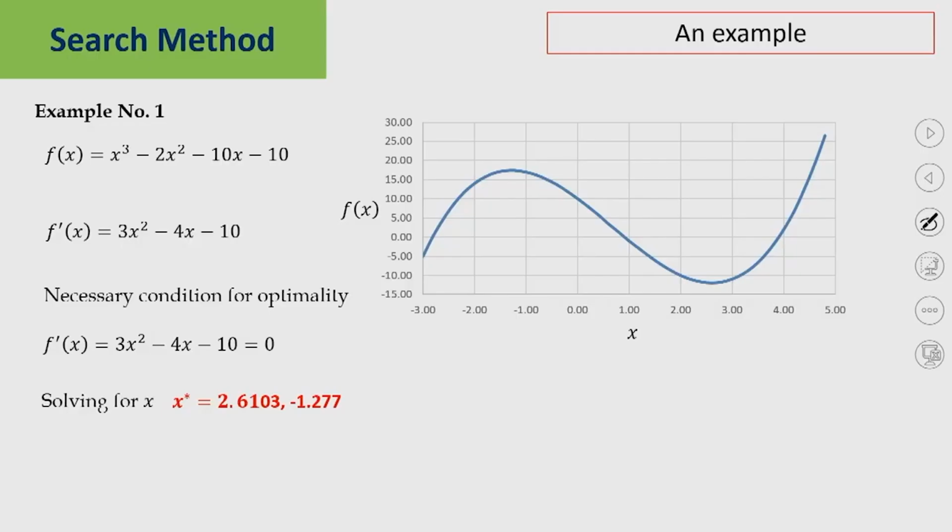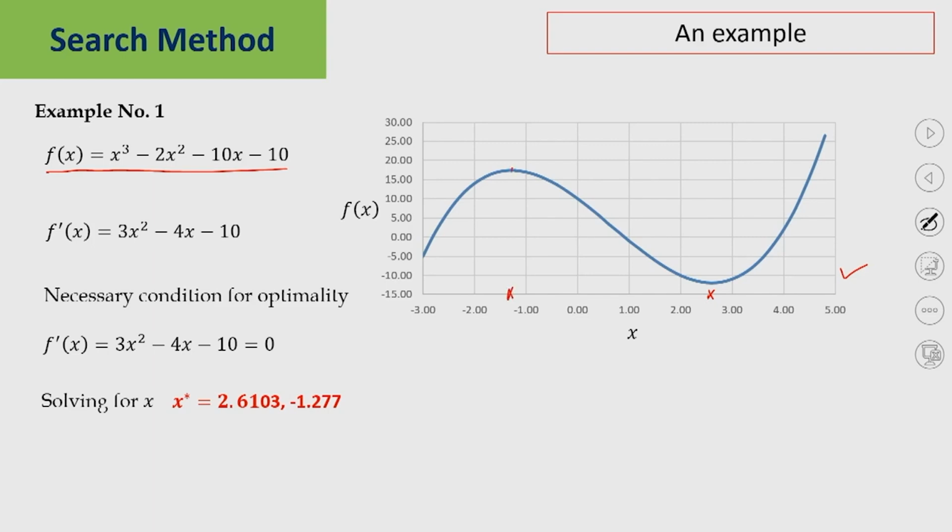Let us take this particular function. The function is f of x equal to x cube minus twice x square minus 10 x minus 10. This is a very simple function and I can plot it. This is the plot of this function, and by looking at the plot you can guess that there are two optimal solutions between minus 3 and plus 5. One solution is somewhere here, and another solution is somewhere here.